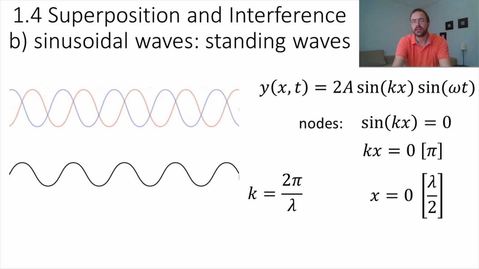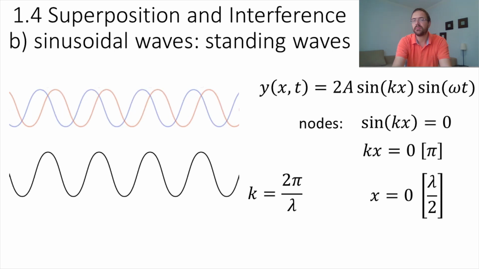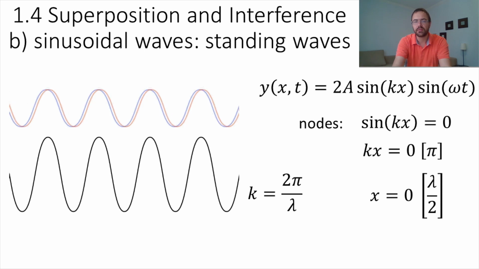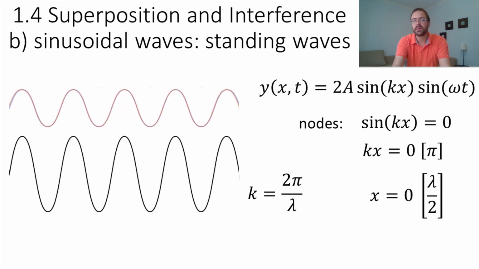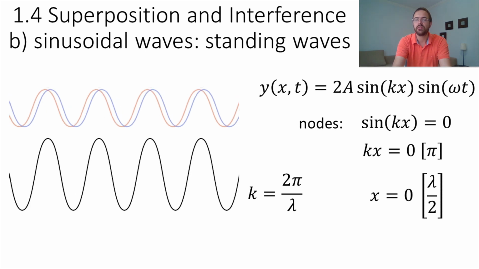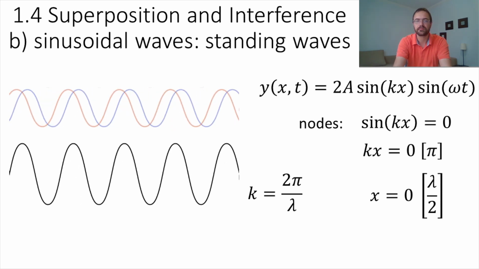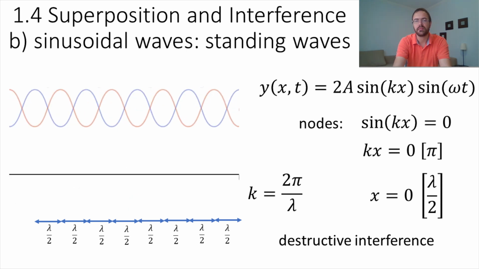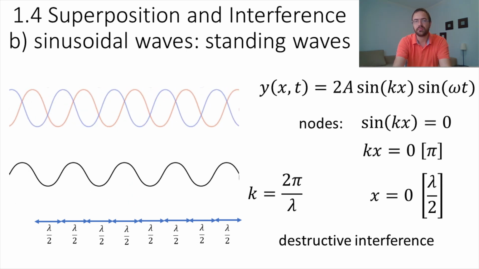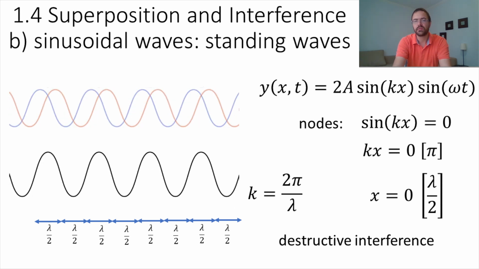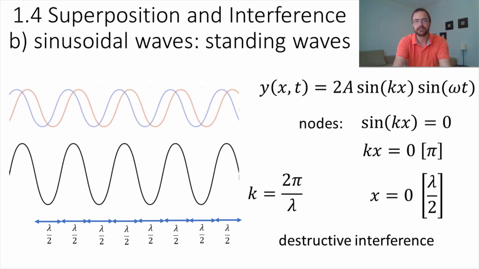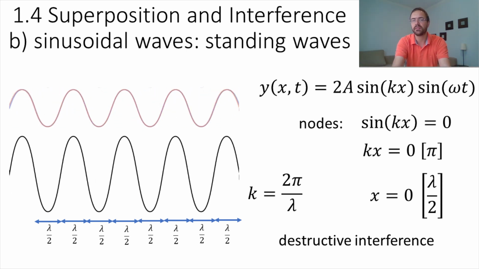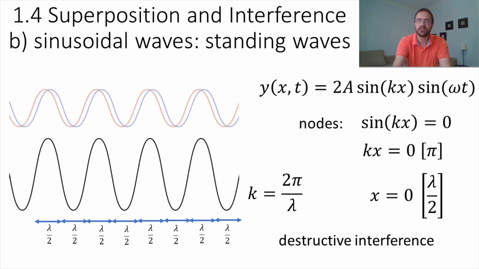Now remember that the wave number k is defined as 2 pi over lambda, where lambda is the wavelength. So the equation kx equals 0 modulo pi becomes x equals 0 modulo lambda over 2. So the locations of the nodes are separated by half a wavelength. At the nodes, the string does not move. This corresponds to the two waves cancelling each other, the incident and the reflected wave cancel each other, and we call this destructive interference.